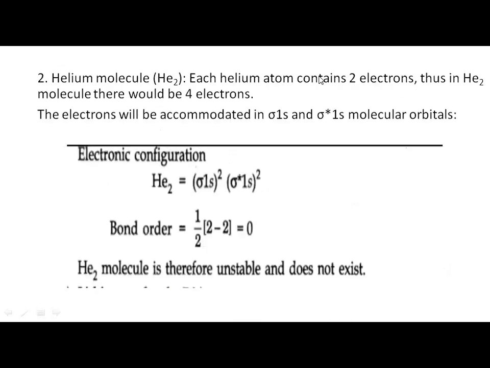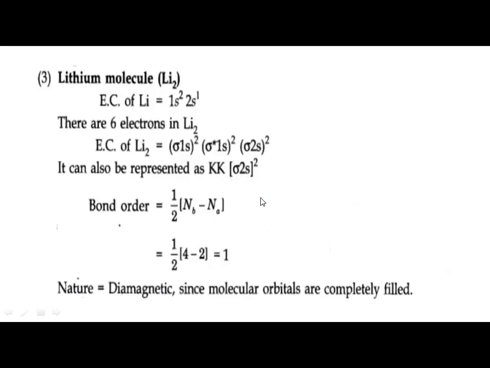Helium atoms each contain 2 electrons. Thus, the helium molecule would have 4 electrons: sigma 1s2, sigma star 1s2. Bond order, 2 minus 2, becomes 0. Therefore, we say the helium molecule is unstable and it does not exist.